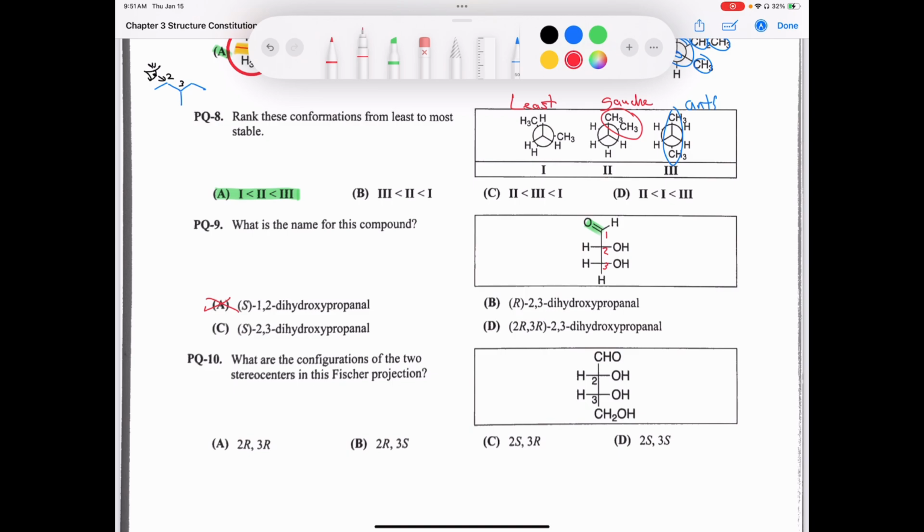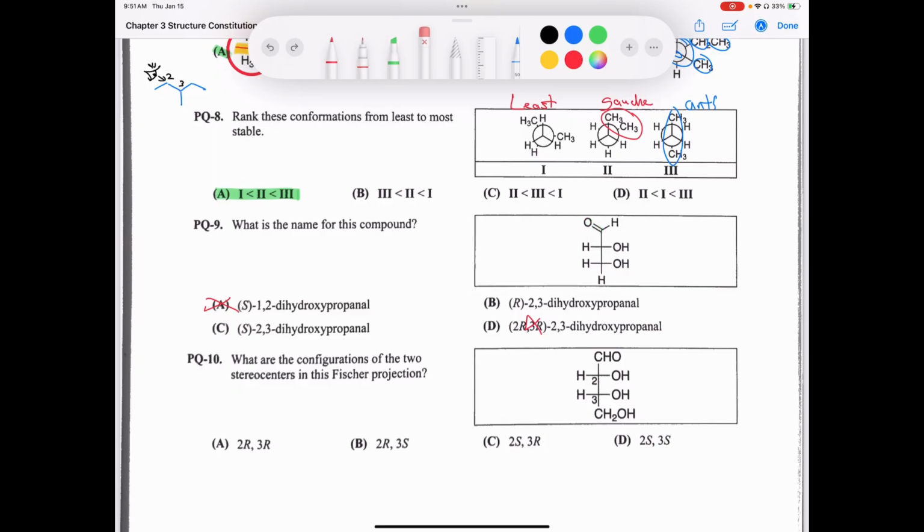All right, so now we need to decide between B, C, and D. Well, you notice that in B and C, they've only assigned one stereocenter, whereas in D, they've assigned two stereocenters. But you can see that carbon 3 is not a stereocenter, right? Carbon 3 is not a stereocenter. I'll just cross that out because it has two hydrogens on it. So now we go between B and C. Which one of these is correct?